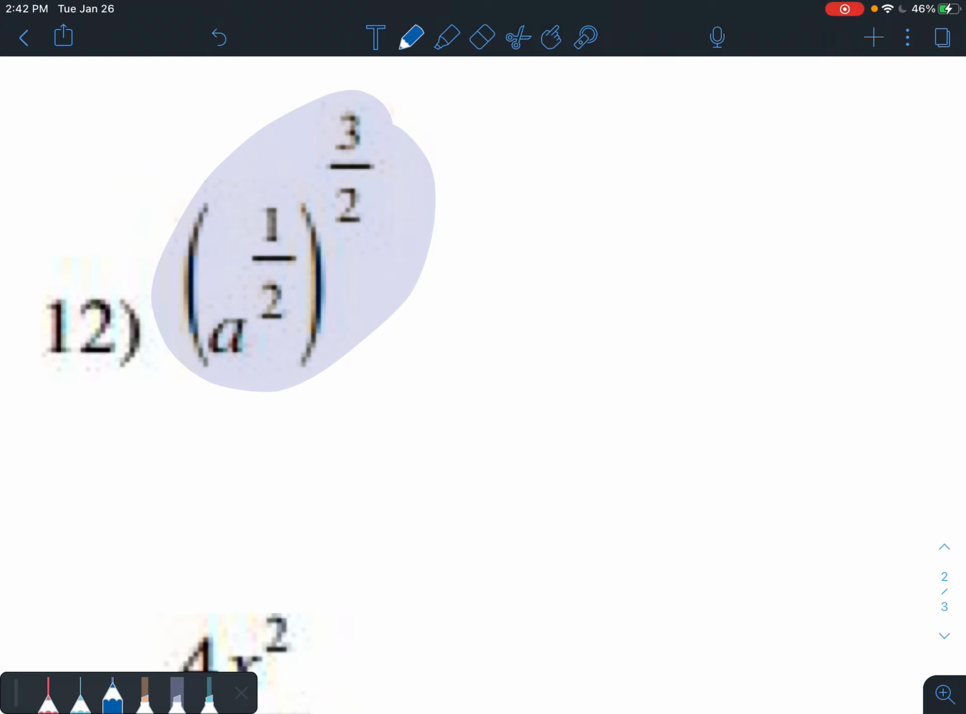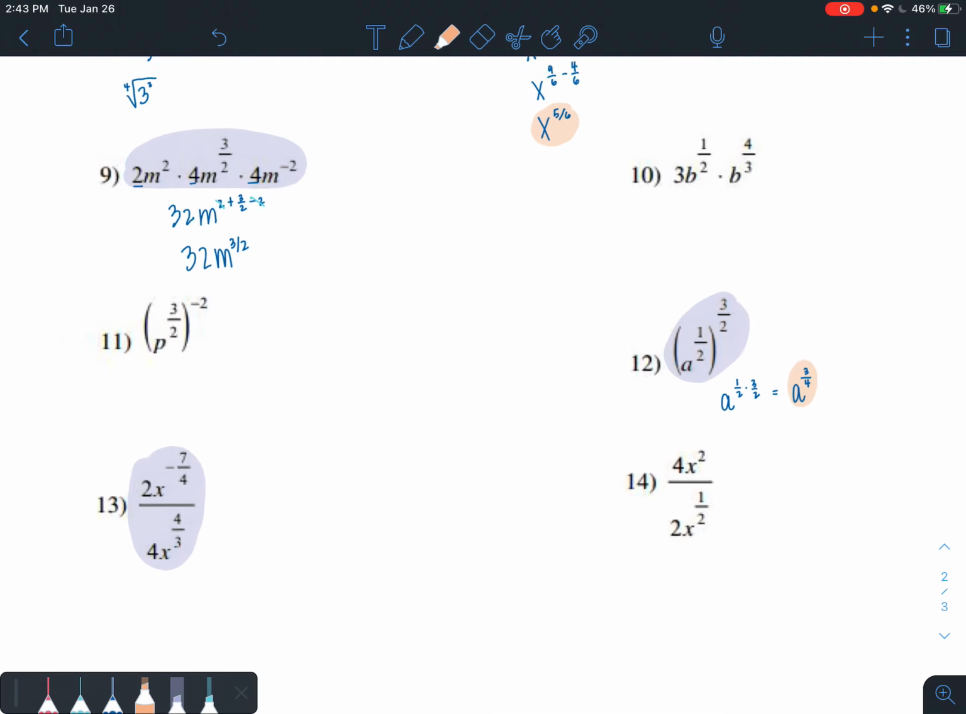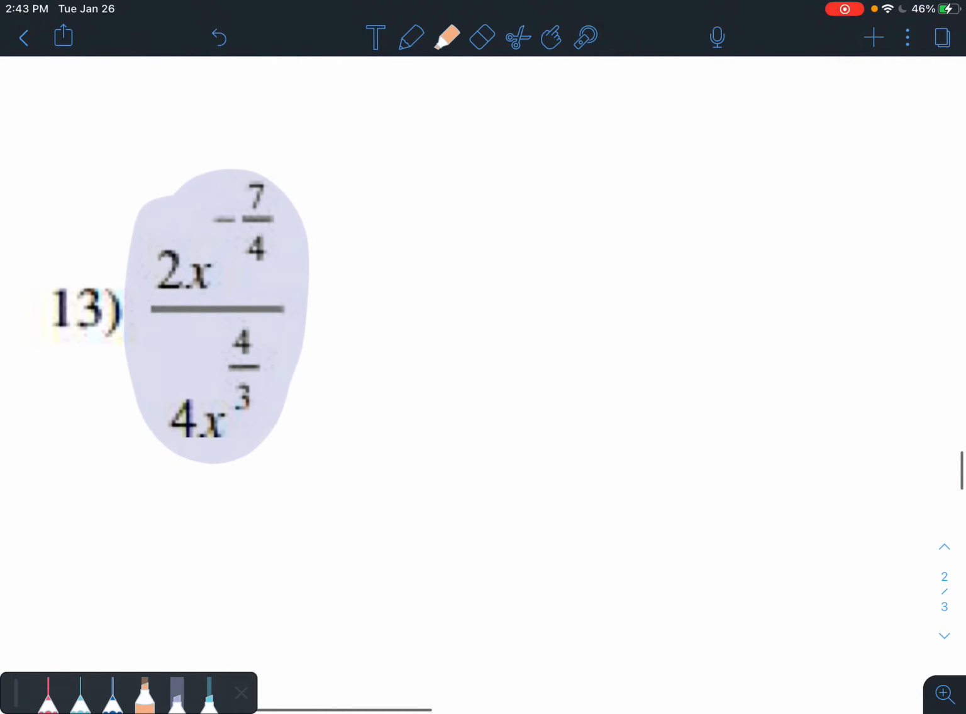All right, we got an exponent with a fraction to an exponent that's a fraction. So we're going to do a to the 1/2 times 3/2. Remember, when we're multiplying, we multiply straight across. So we get a to the 1 times 3 is 3, and 2 times 2 is 4.